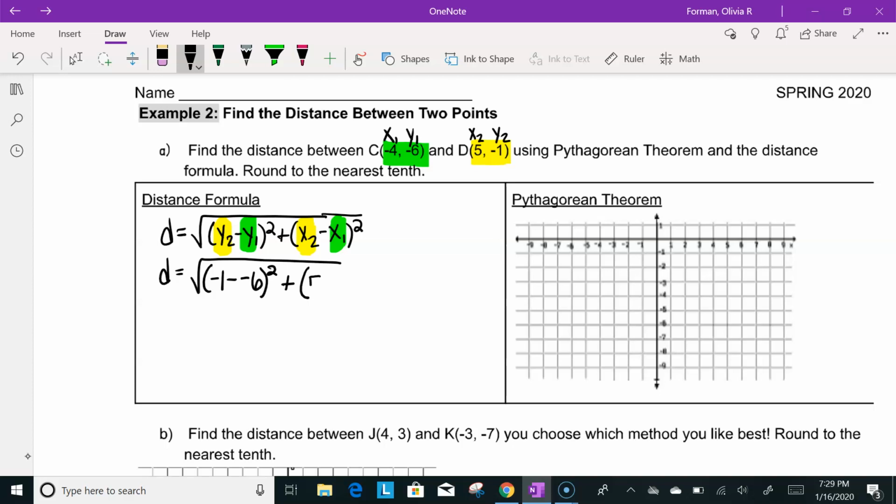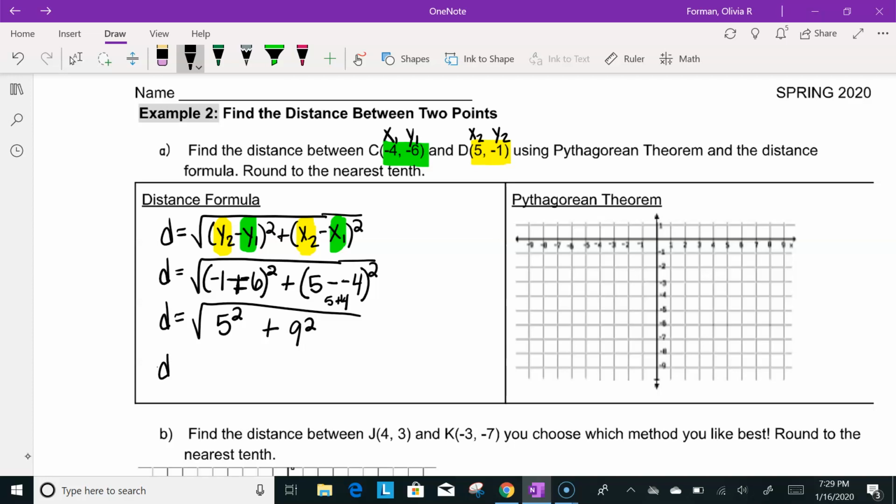x2 again is going to be that yellow one. It's the x value, so 5 minus x1, which is that green x value, -4. So I get 5 minus -4. I'm going to simplify it. So -1 minus -6. Really, you can think of that as a positive because two negatives make a positive right there. So -1 plus 6, I'm going to get 5 squared. And then 5 minus -4, that's like a 5 plus 4, which is going to give me a 9 squared.